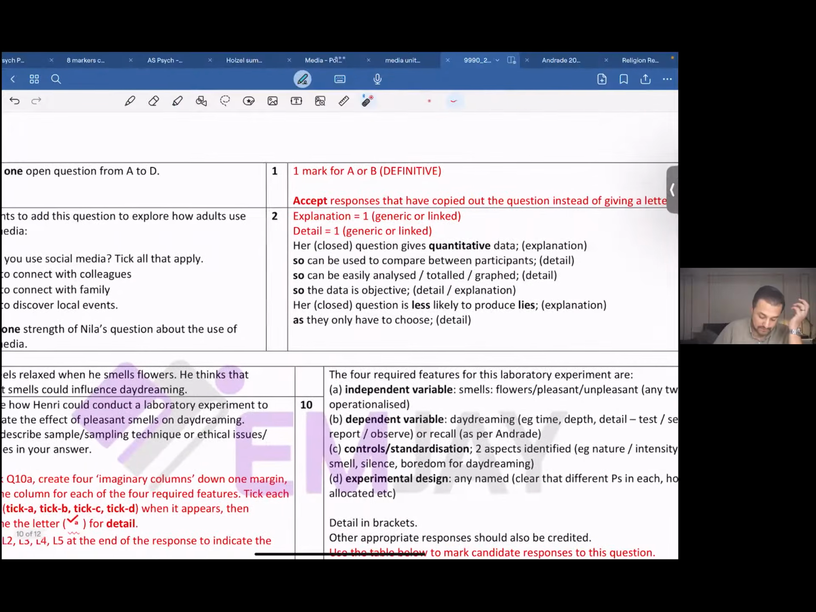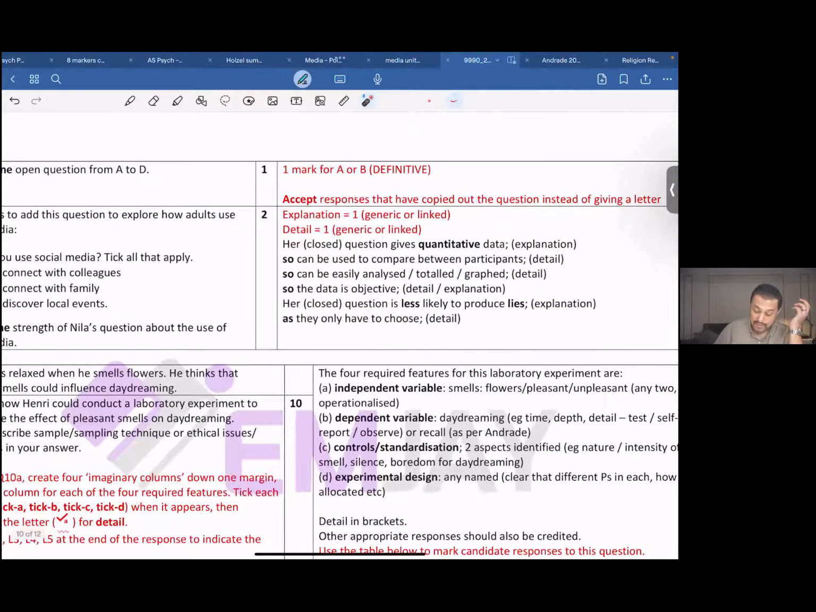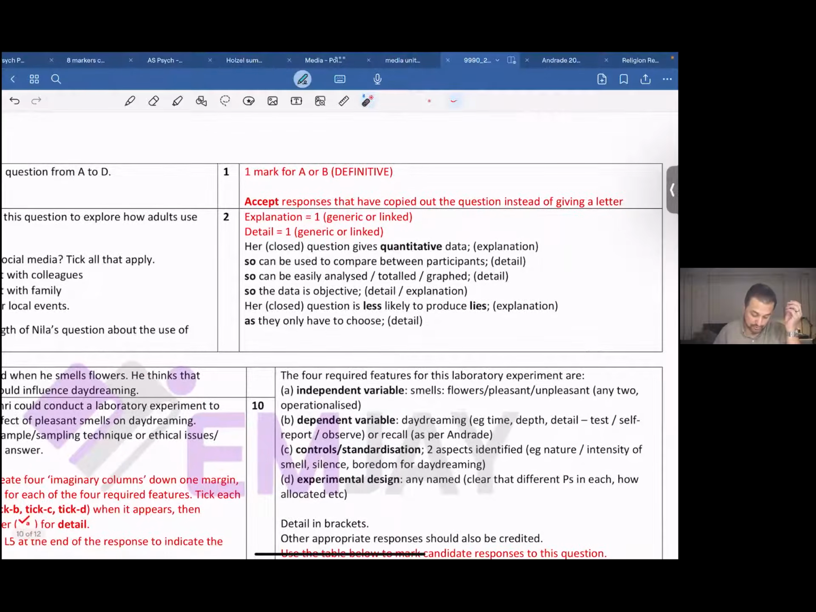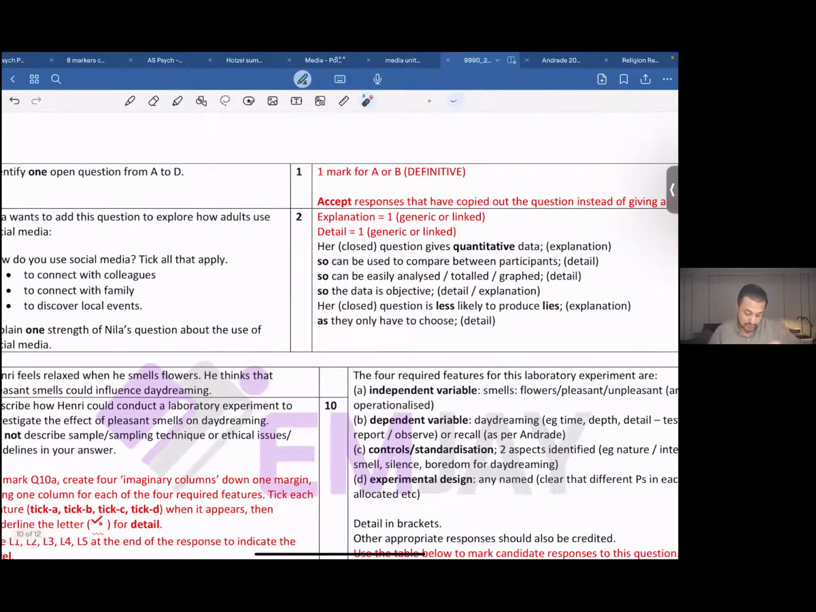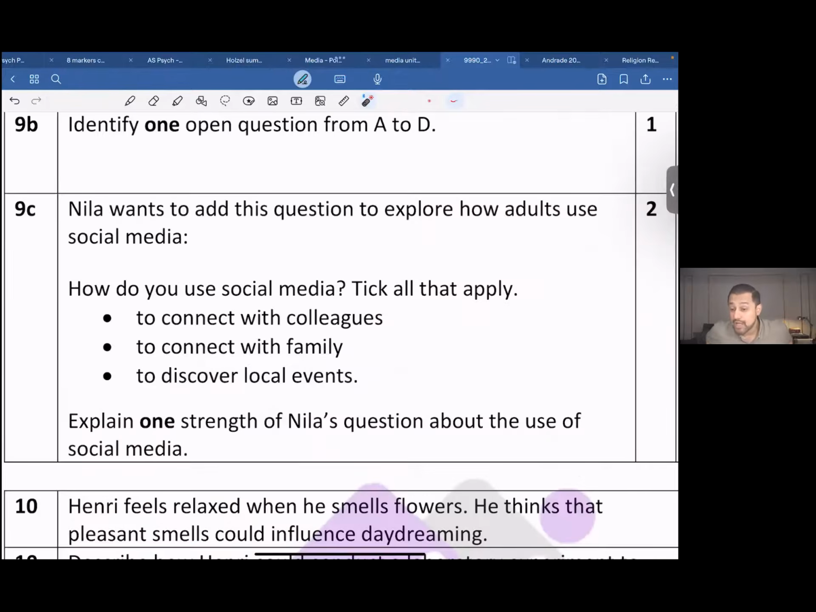The third one: Neela wants to add this question to explore how adults use social media. So Neela wants to add another question to her list. How do you use social media? Tick all that apply. Number one, to connect with colleagues. Number two, to connect with family. Number three, to discover local events. Explain one strength of Neela's questions about the use of social media.